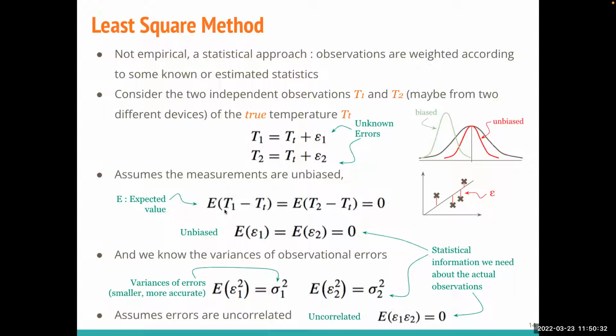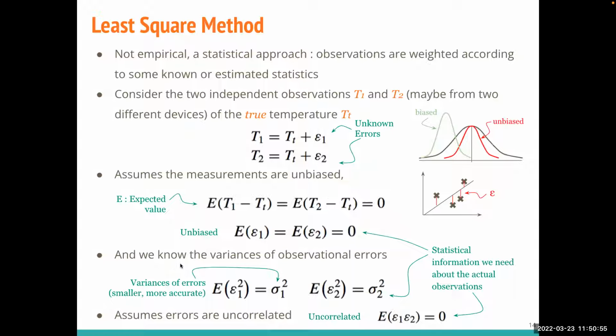Okay, so the expected value of the error, T1 minus your true value, should be the error, right? T2 minus the true value should be the error for the second device. And it should be 0, which means that they should appear around this 0 value.